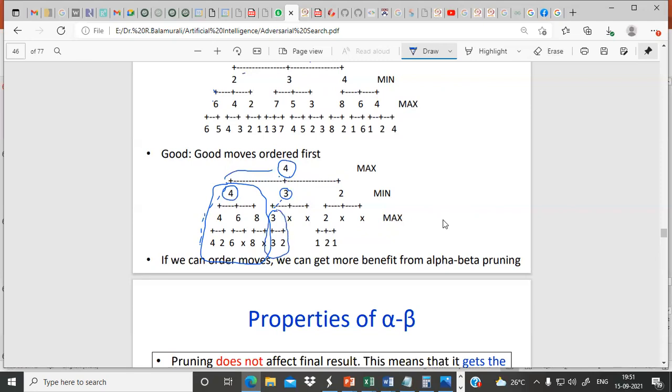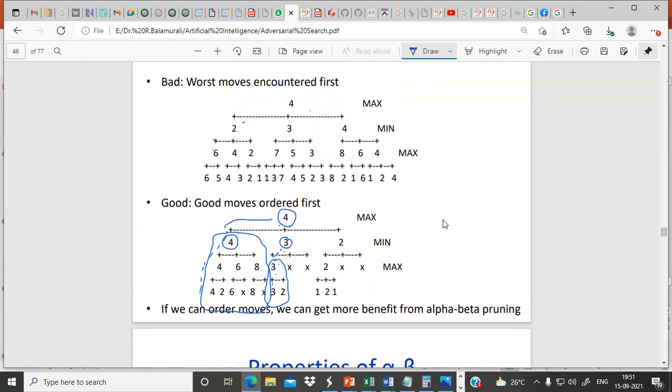Why? Because after exploring this, the backed up value here is 3. This backed up value is for min, so min means it is the beta value. This is max.